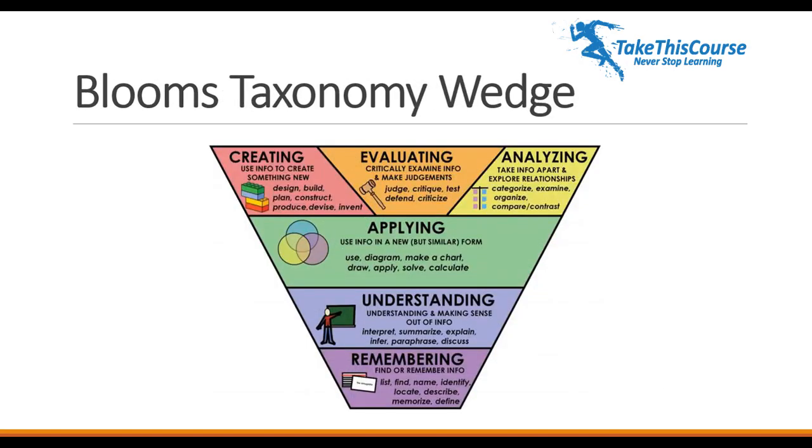Nowadays you will see another Bloom's taxonomy which is usually called by different names. One name is digital Bloom's taxonomy. The second name is Bloom's taxonomy wedge. It is based on the same concept. The first phase you see over here is remembering. Second is understanding. Third is applying. And on the 4th level you will find analysis, evaluation, and creation.